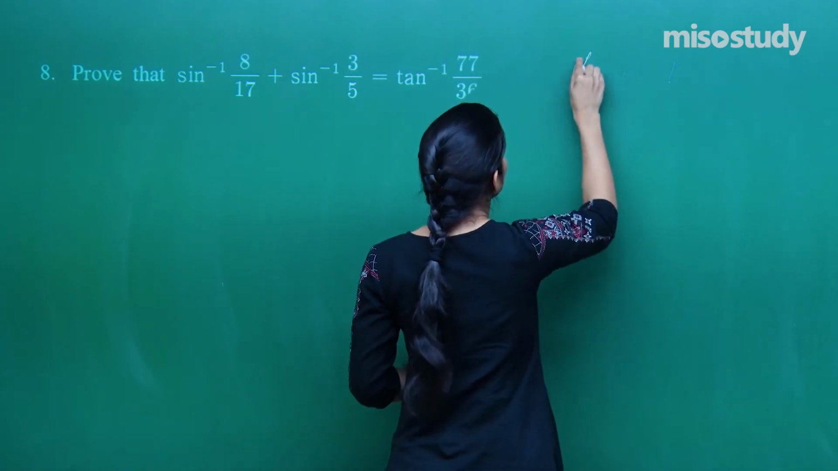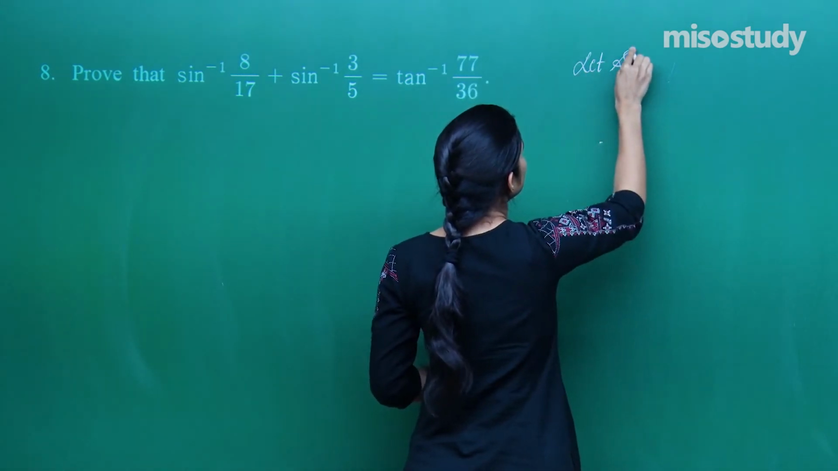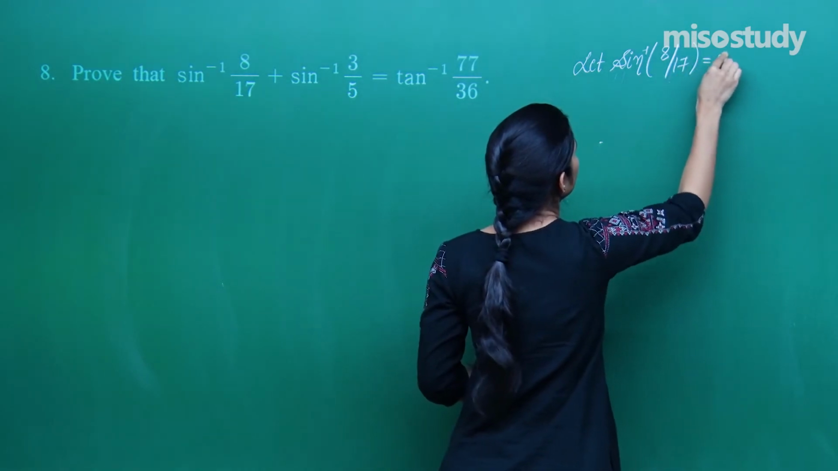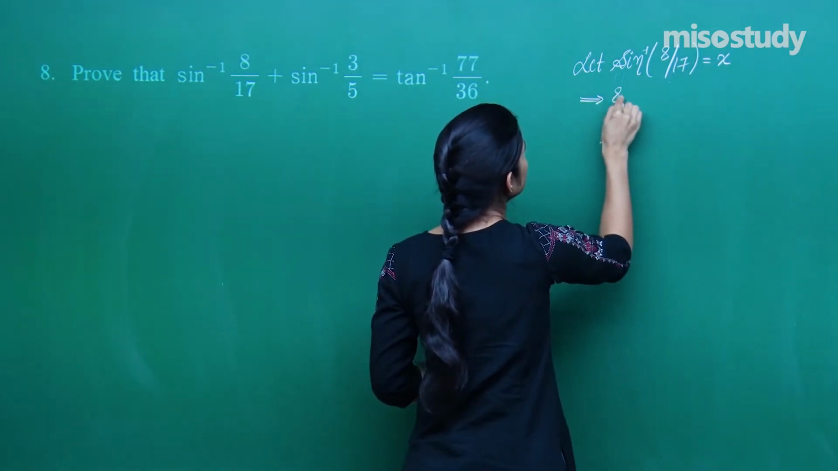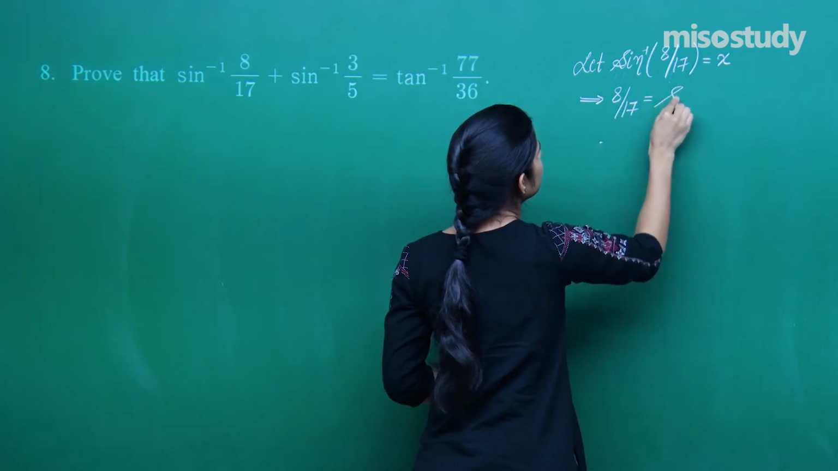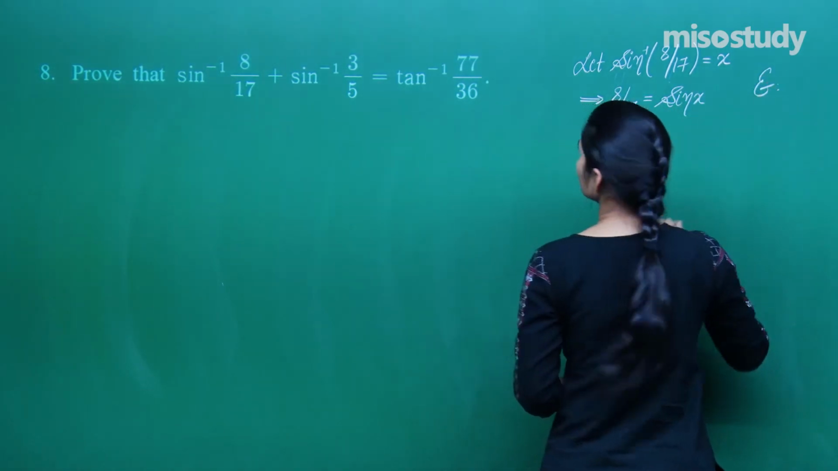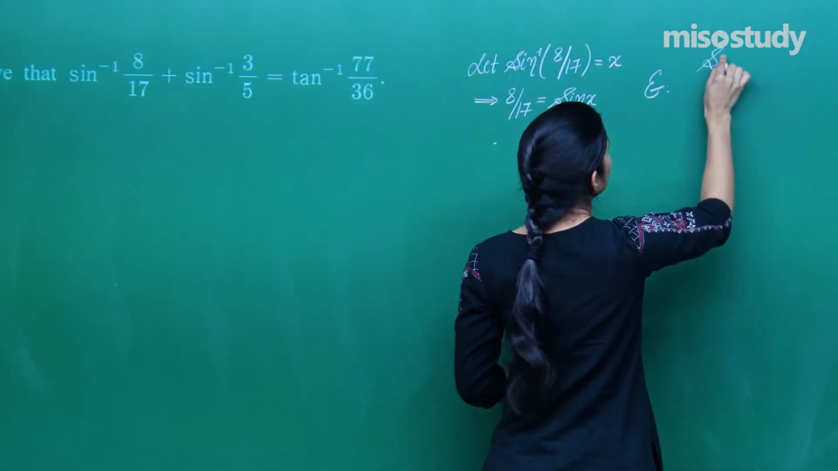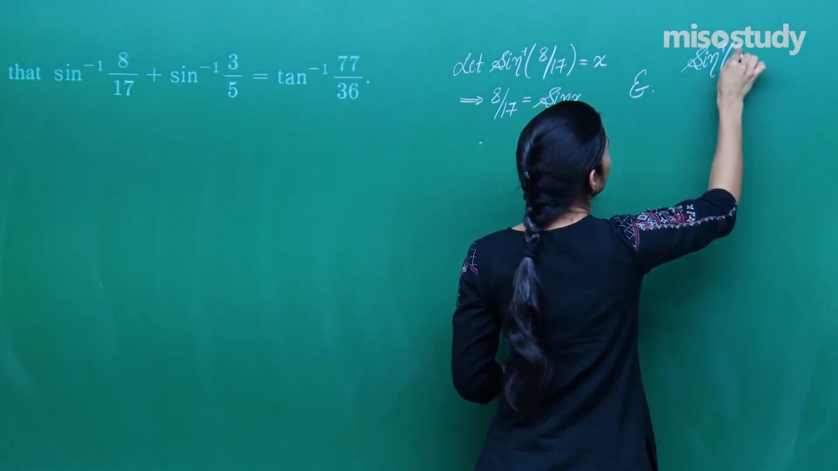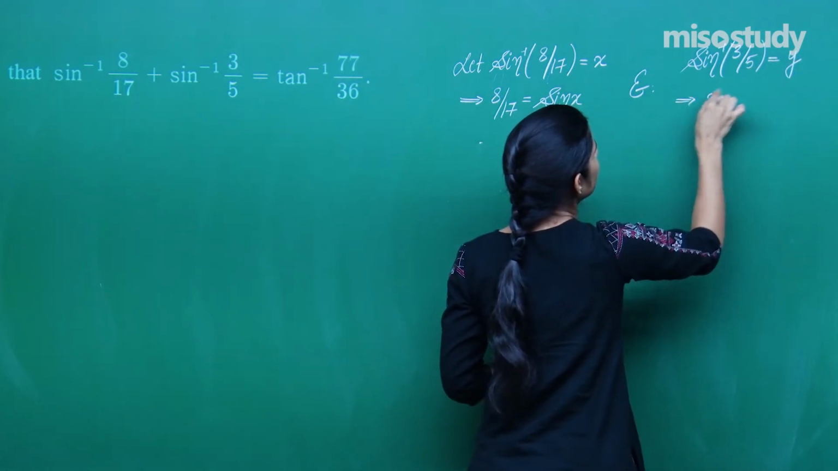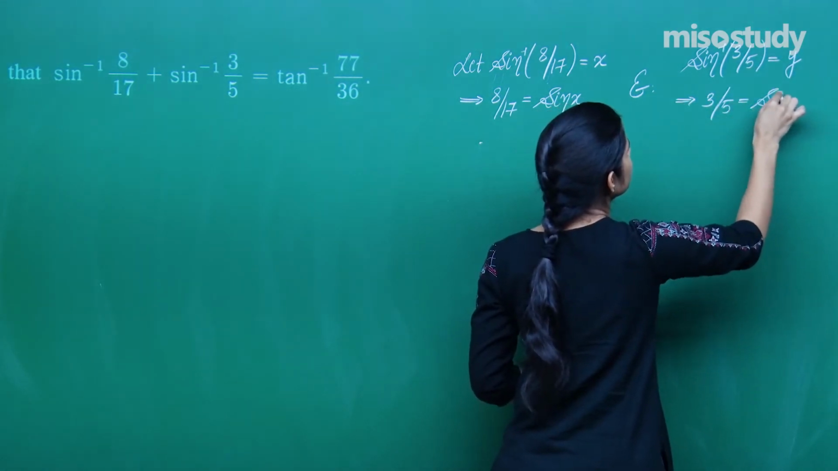Let's see. I am saying let sine inverse of 8/17 be equal to x, which implies 8/17 is sin x, and sine inverse of 3/5, let it be equal to y, which implies 3/5 is sin y.